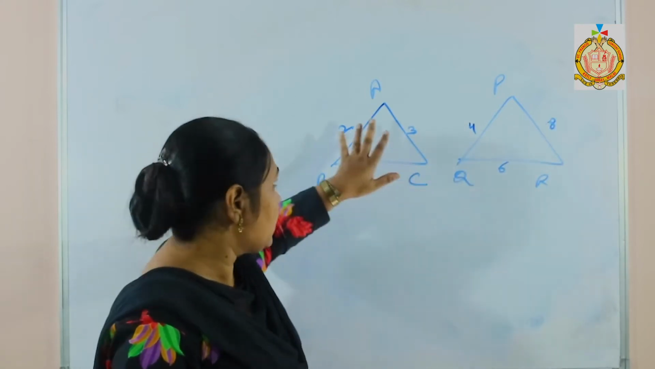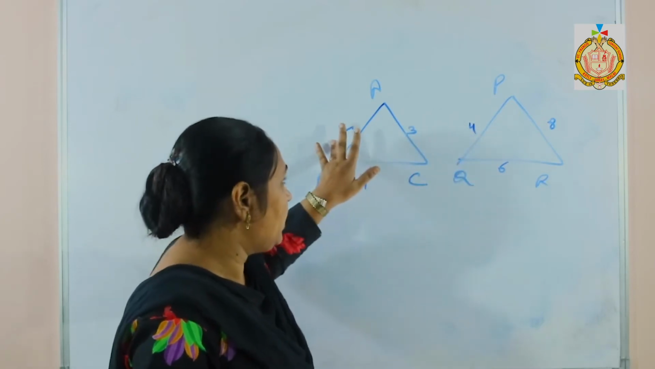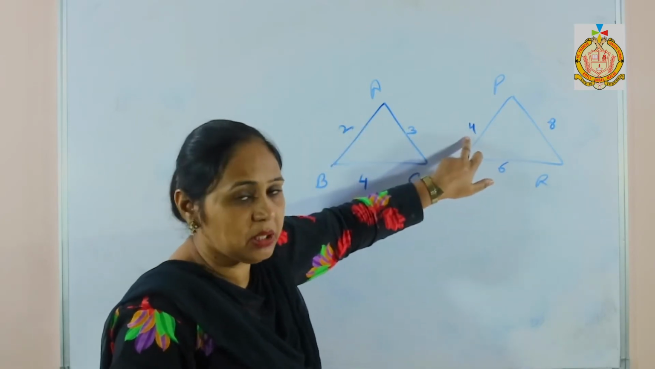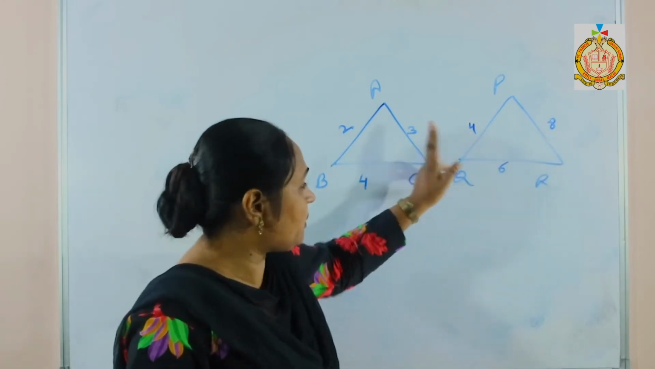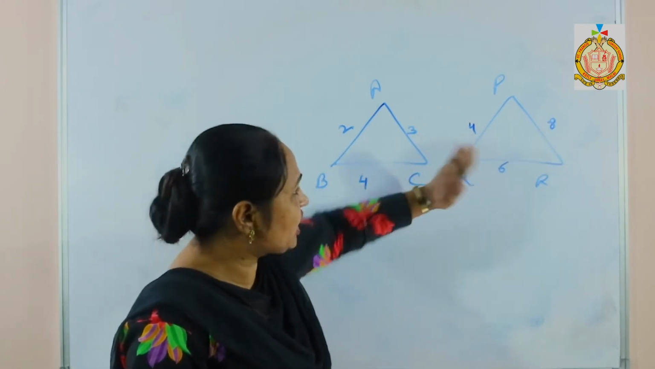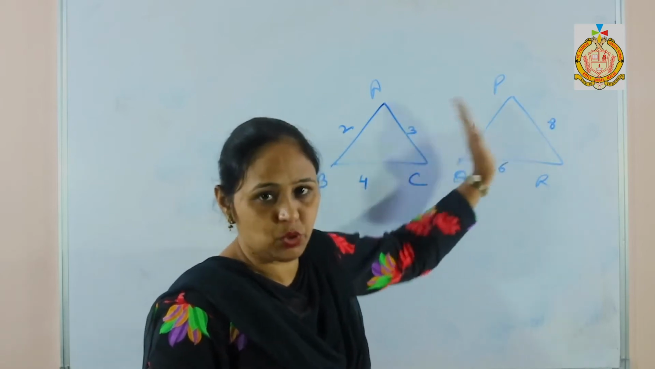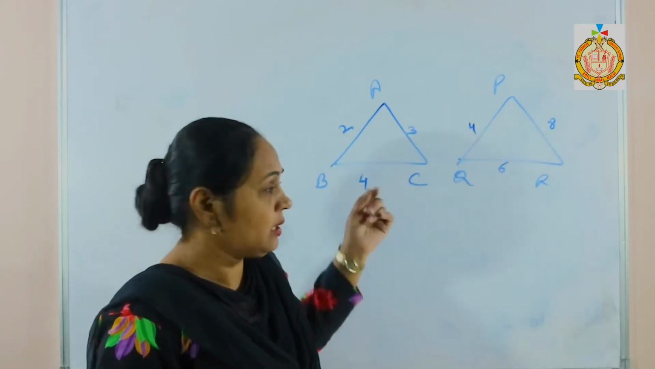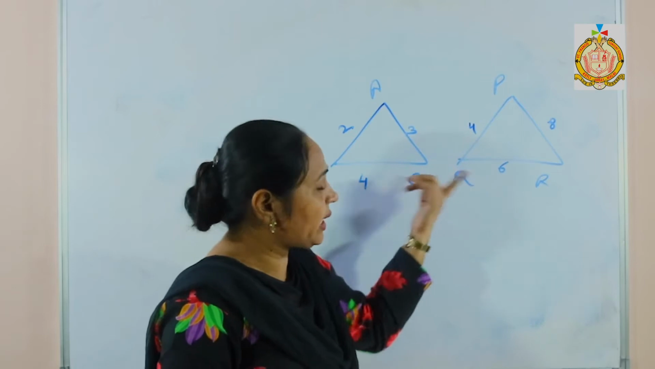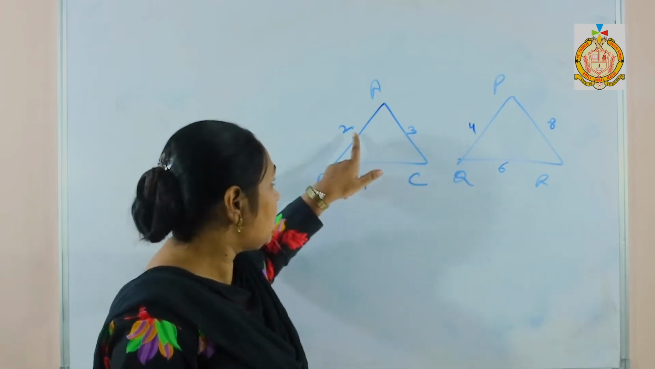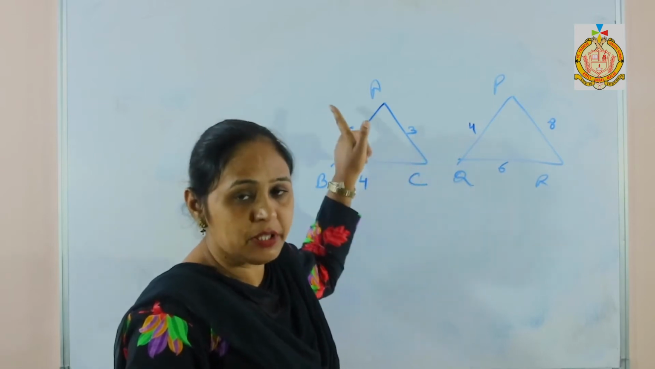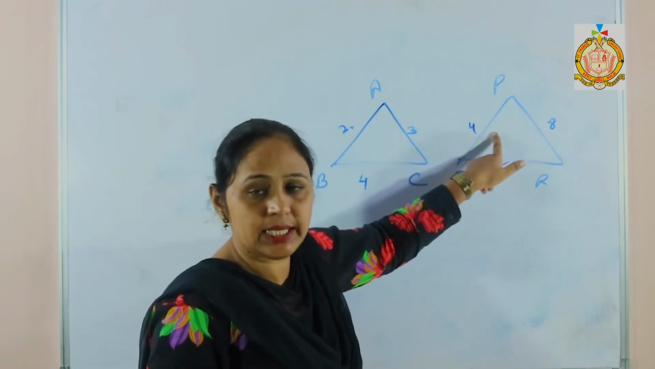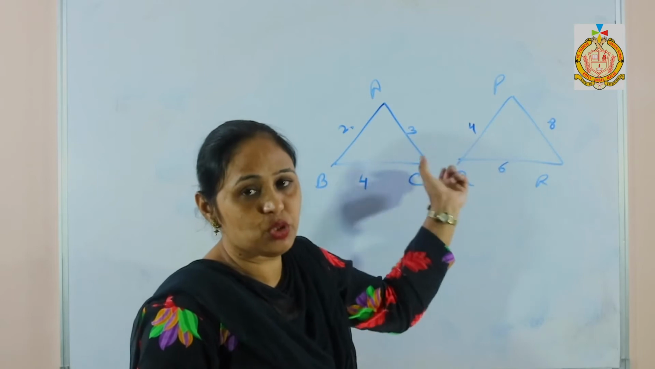Now I am seeing that the sides are double. 2 multiplied by 2 becomes 4, 4 multiplied by 2 becomes 8, this 3 multiplied by 2 becomes 6. But I interchanged; I am not taking the same position of the sides. Then what is the relation? These two triangles are similar because of the ratio of the sides. That means the first side divided by the second side will be equal to the other ratio.